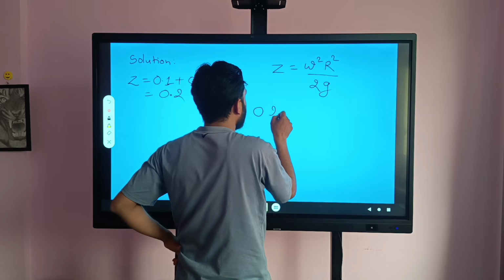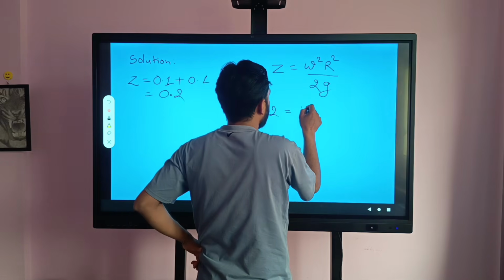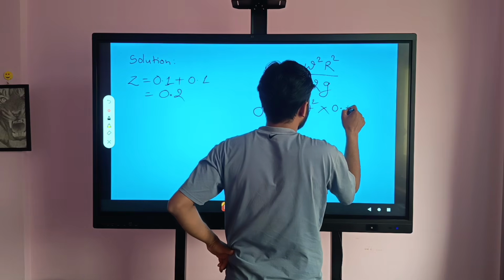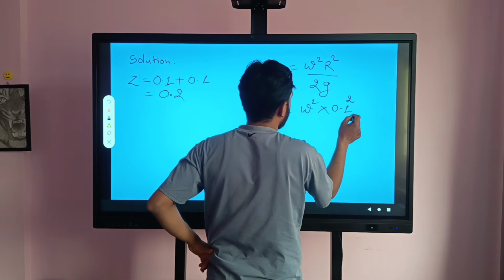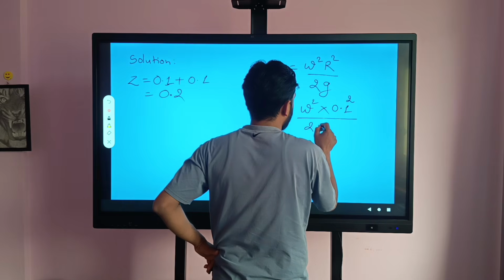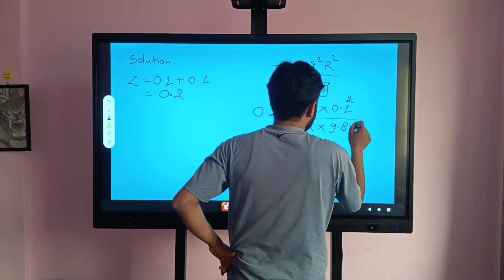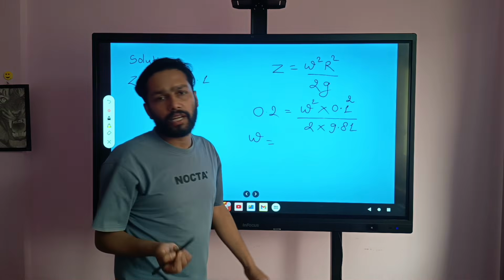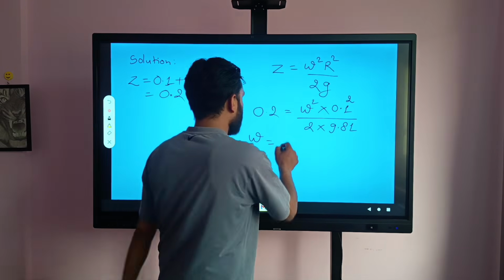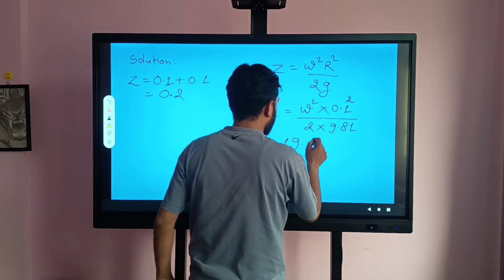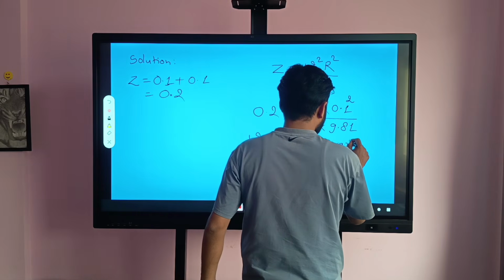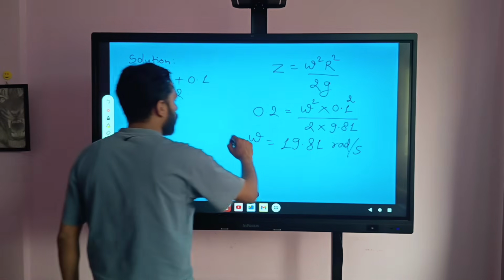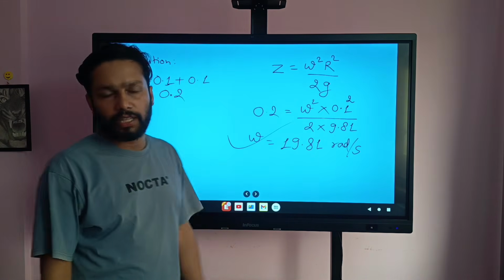If you substitute Z over here, you are going to get the omega. The radius is 0.1 because the diameter is 0.2. So omega is the square root of 2 into 9.81 into 0.2 divided by 0.1 squared, and you are going to get omega as 19.81 radian per second. This is the angular velocity, and the question asks you to get the angular velocity.